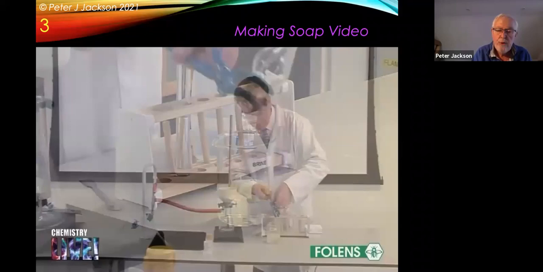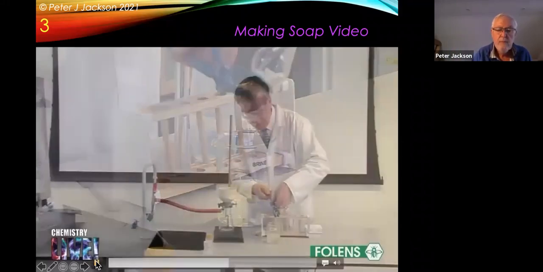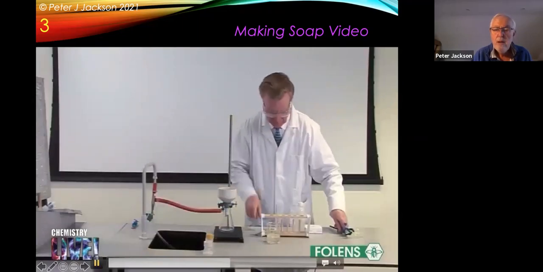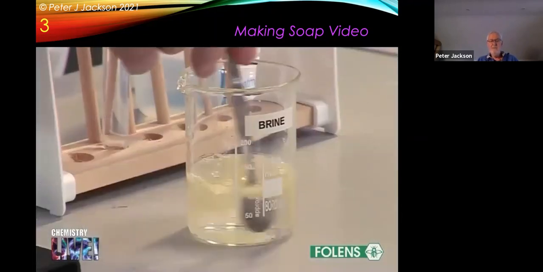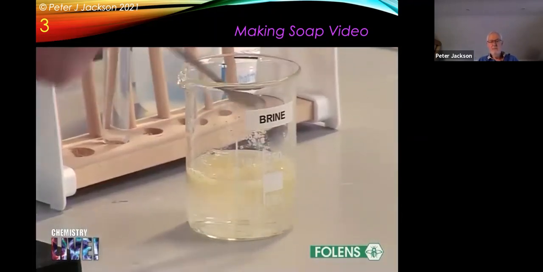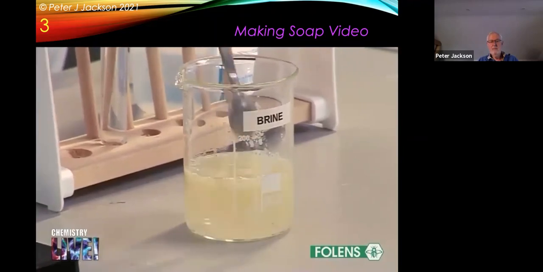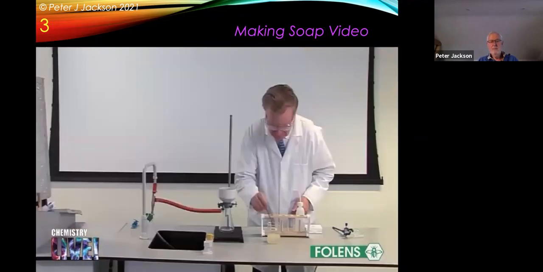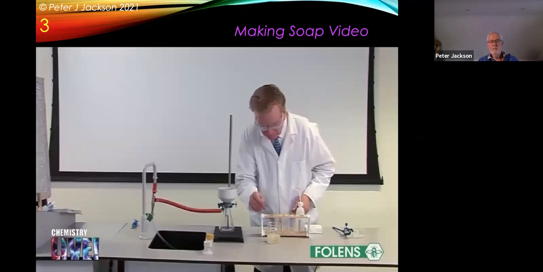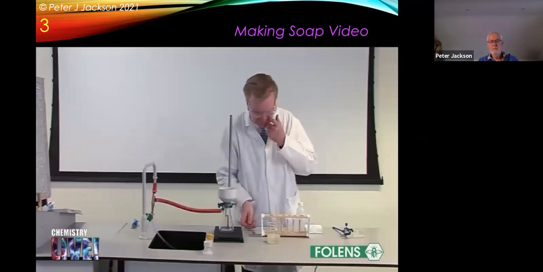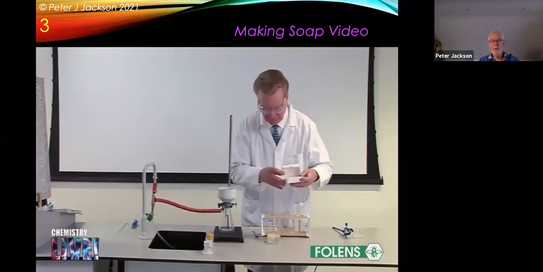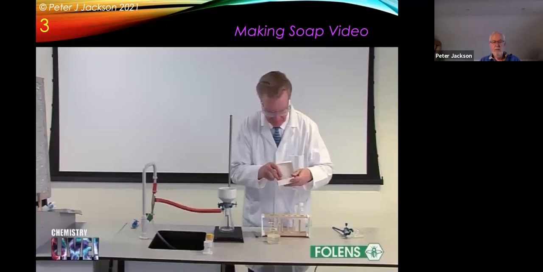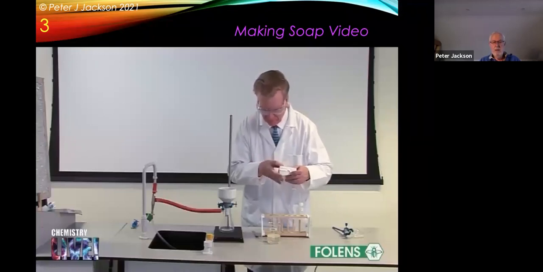Soap is insoluble in brine, so it immediately precipitates. Brine is a solution of salt, NaCl, in water. Soap does not dissolve in salt solution, therefore the soap will be precipitated. The excess sodium hydroxide will dissolve in the salt solution. Sodium hydroxide, remember, is caustic. You want to get rid of it. Filter off the soap using a filter funnel or a Buchner flask and filter paper.